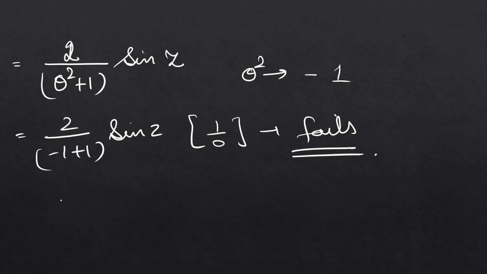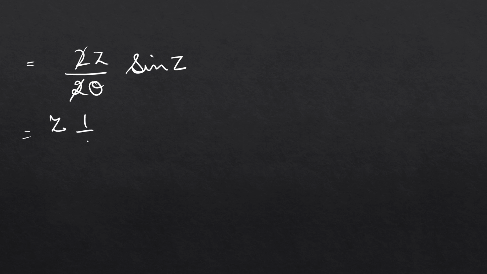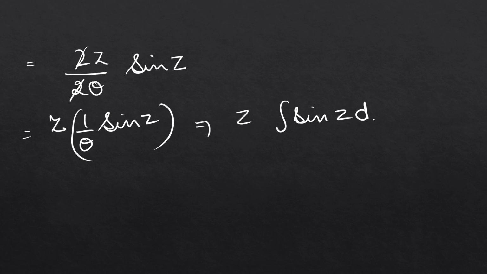So if it fails, next we multiply by z and find the derivative of the denominator with respect to theta. Again it is operated on sine z. If we find the derivative with respect to theta, it gives 2 theta, and the derivative of 1 gives 0. So it is 2z divided by 2 theta operated on sine z. The 2 and 2 cancel out, so z times 1 by theta over sine z. 1 by theta over sine z simply means you take the integration of sine z dz.